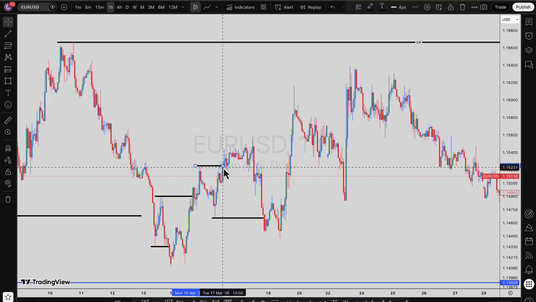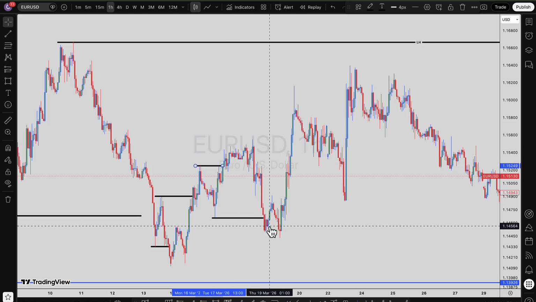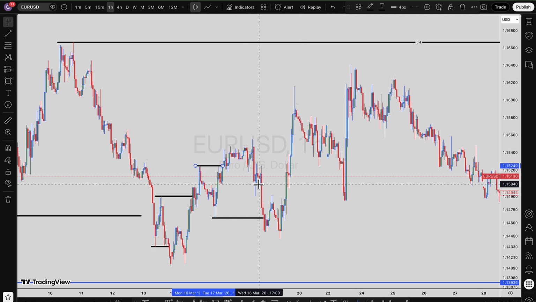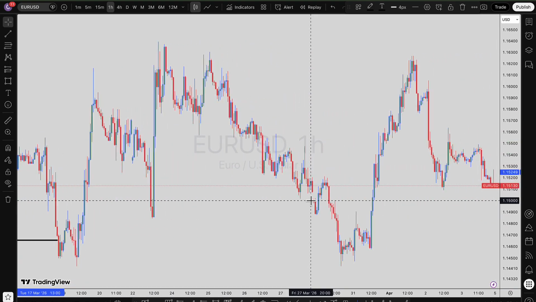After we broke this structure, price came all the way down to take out this structural liquidity before we did an expansion to the upside. So that is the repetition of what we had last week. That was the same concept we used on GU last week. Now we move on to the present zones right now.